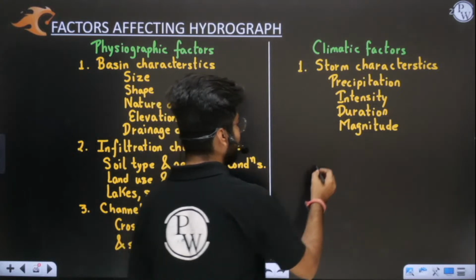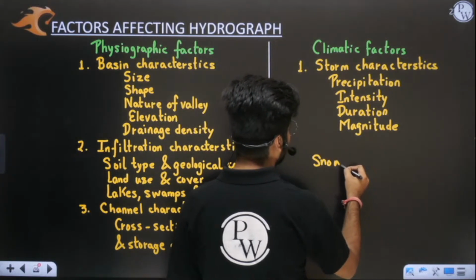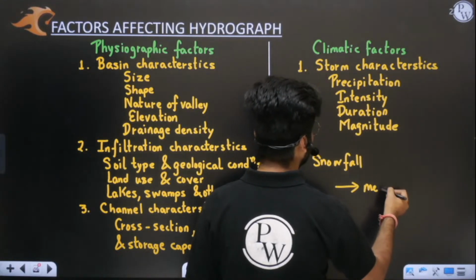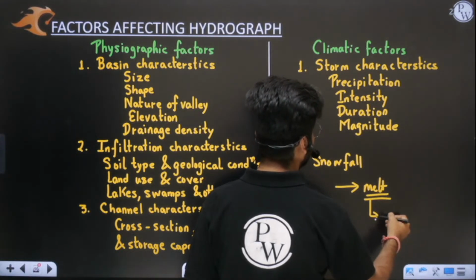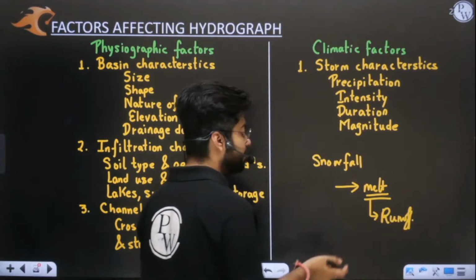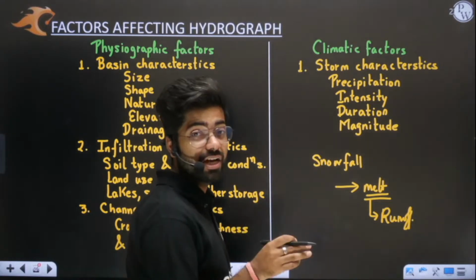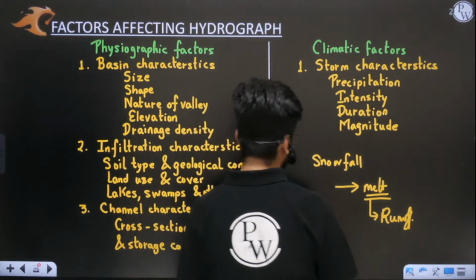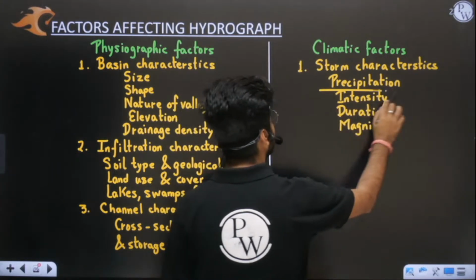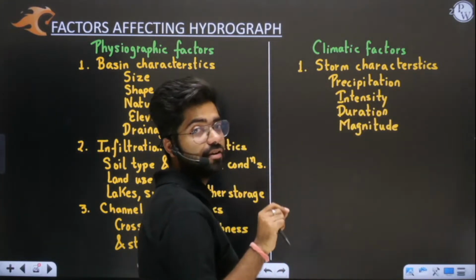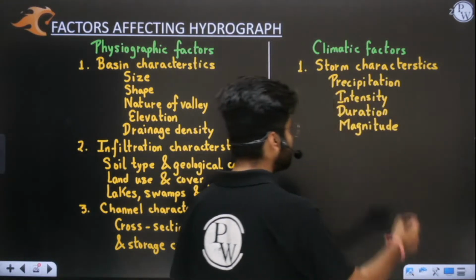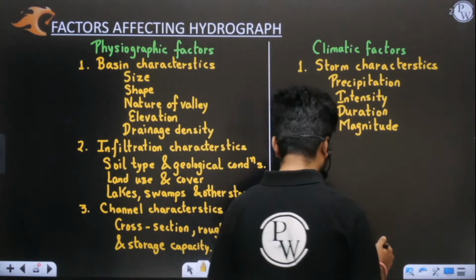You need to understand, if snowfall is there, it will take too much time to melt, and after this melting, runoff will take place, and obviously your outlet will receive discharge later. Yes or no? So what kind of precipitation we are receiving, the shape of the hydrograph will depend on that. So precipitation, intensity, duration, magnitude, all these things are there.